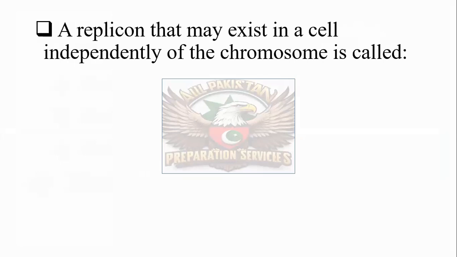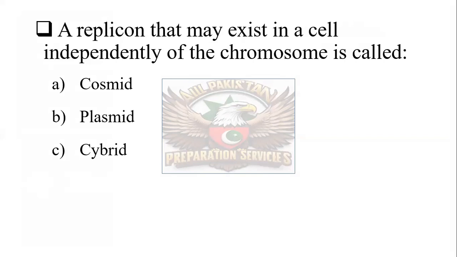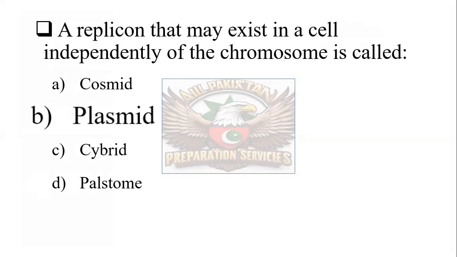Our next question is, a replicon that may exist in a cell independently of the chromosome is called plasmid, hybrid, or plastome? The correct one is plasmid. Plasmids are replicons that may exist in the cell independently of the chromosome.